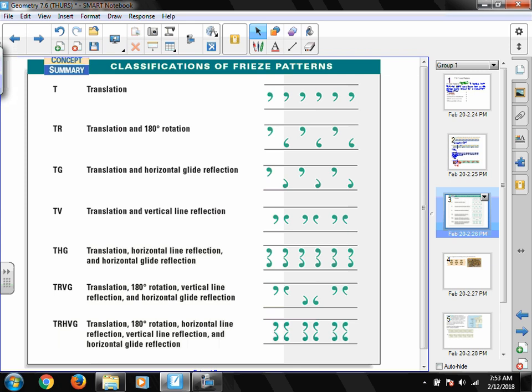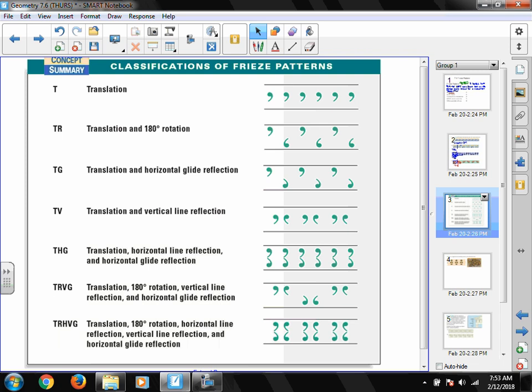So here is a whole bunch of different combinations of frieze patterns and what they can look like. So translation, we're just going to repeat the comma over and over again. So it's just sliding that same image down.